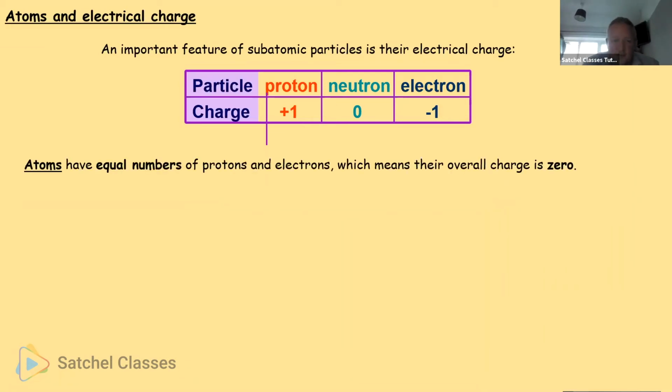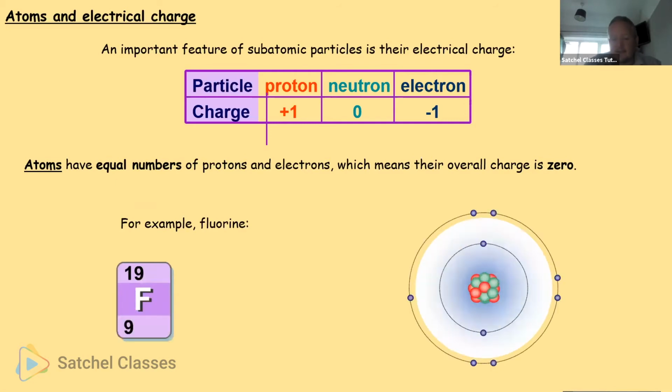Atoms have equal numbers of protons and electrons. That means their overall charge is 0. If I have 10 protons and 10 electrons, I have 10 positive charges and 10 negative charges. So overall, the charge is 0.